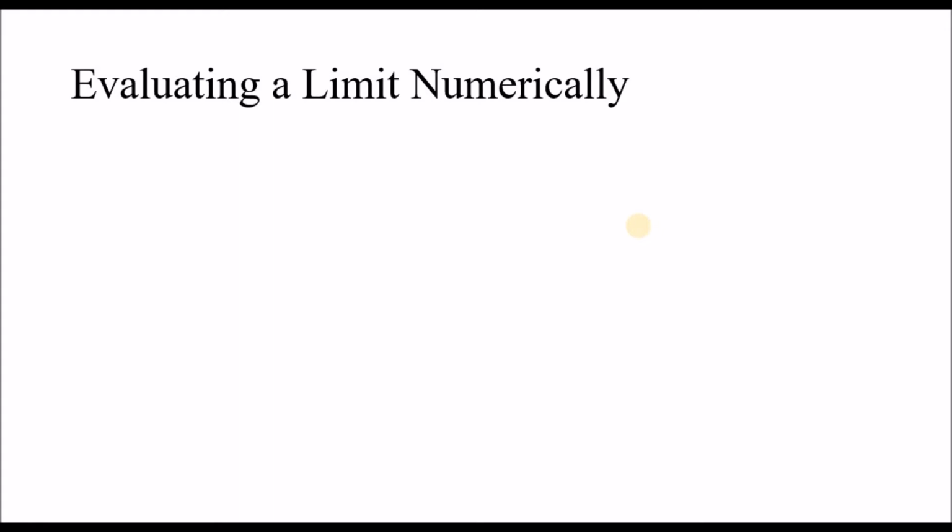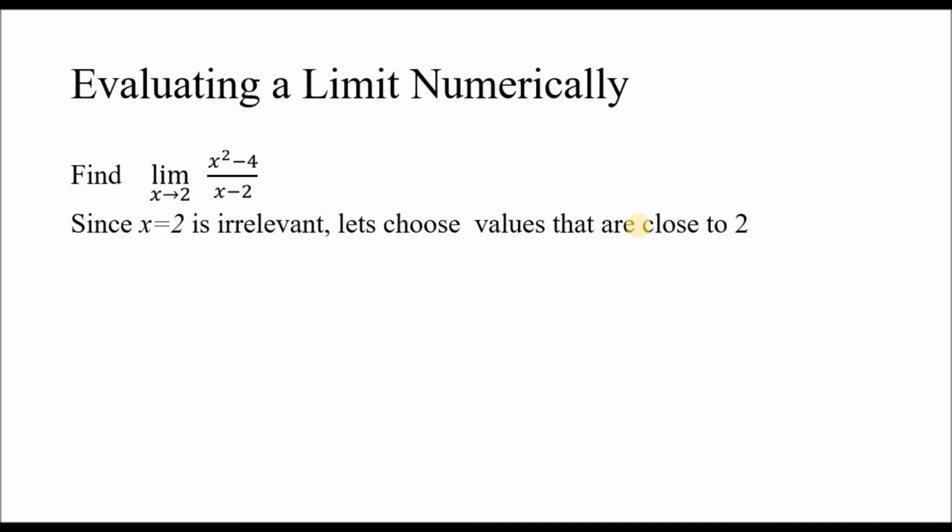So first, let's find the limit as x approaches 2 of (x squared minus 4) over (x minus 2). Since the value of the function when x is equal to 2 is irrelevant, we're going to choose some values that are very close to 2.